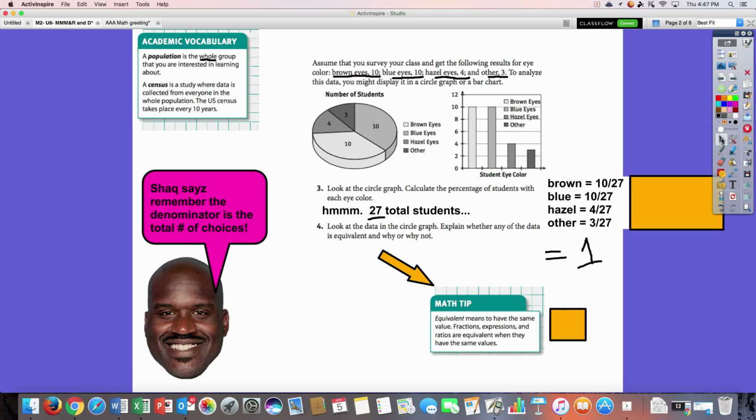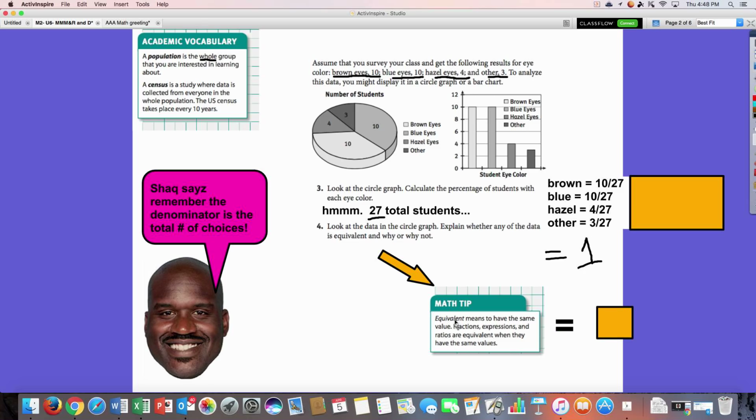A word you're going to kind of see, you may or may not, is equivalent. Equivalent, of course, it even sounds like the word equal. Equivalent means equal. Any of these equivalent? Well, yeah, we see 2 pieces of data here that are equivalent, right? Brown equals 10, blue equals 10. Equivalent, equal. And of course, Shaq always says, the denominator is the total number of choices.